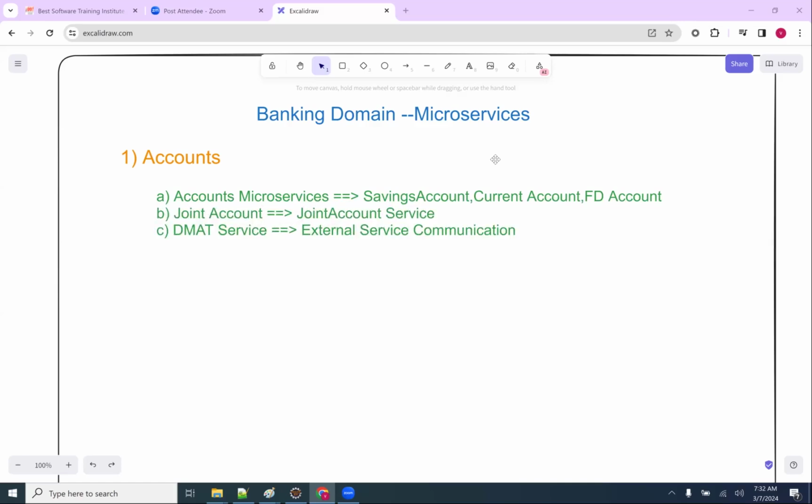Now come to KYC. In case of a savings account, 1 KYC is sufficient. In case of a joint account, KYC is needed with all the active participants in the business. So implementing a savings account is different, and implementing a joint account is different, in my perspective. Okay? Clear? Next.